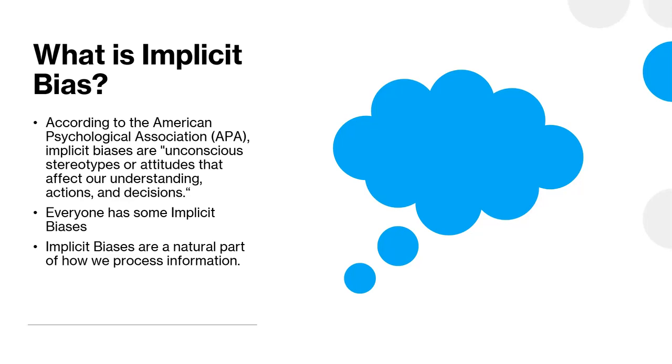A really important thing to remember here is that everyone, regardless of religion, sex, gender, race, ethnicity, everyone has implicit biases. Having implicit bias does not make you a bad person. In fact, implicit biases are a natural part of how our brains process information and form connections. The goal isn't to get rid of implicit biases completely, but to become aware of them so we can see how they influence us and our actions.